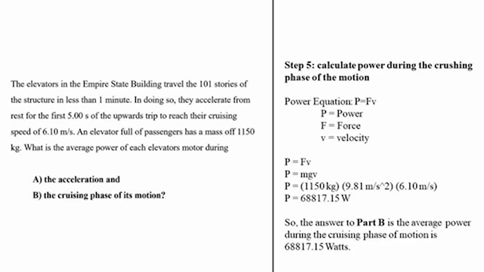So now we're going to do the last part, which is part B, the power during the cruising phase of the elevator's motion. So same equation, power equals force times velocity, but now we're going to add that force equals mg. So we have the mass, we have the gravity constant, and then we add the velocity, and we find that power during the cruising phase is going to be 68,817 watts.